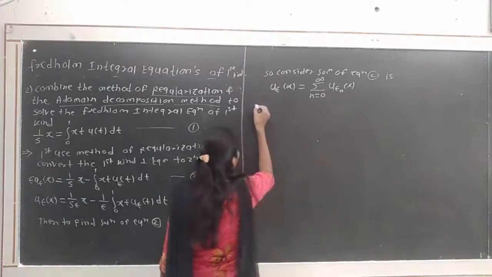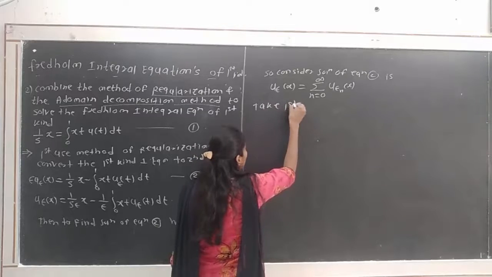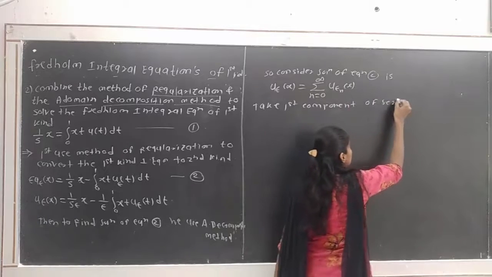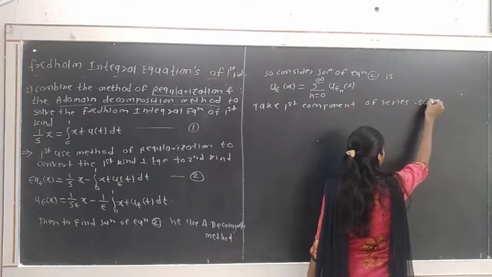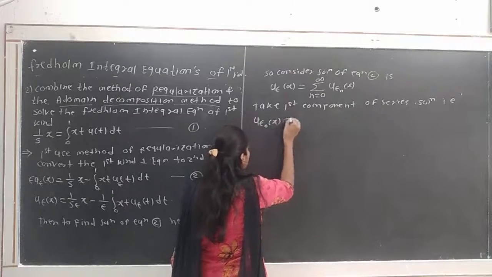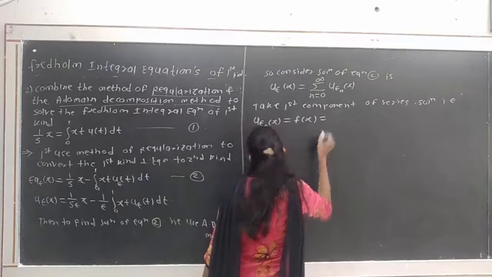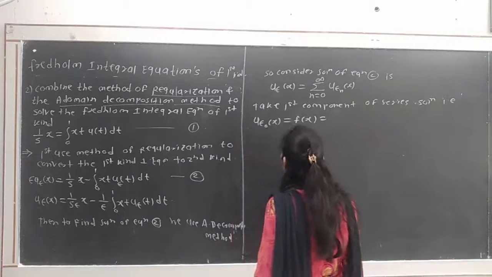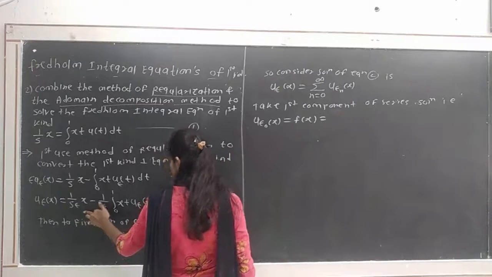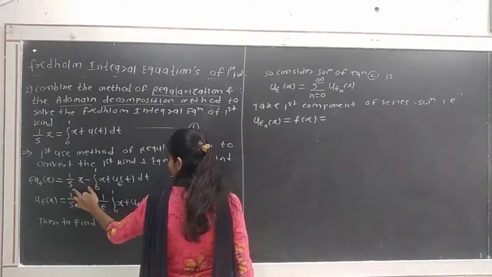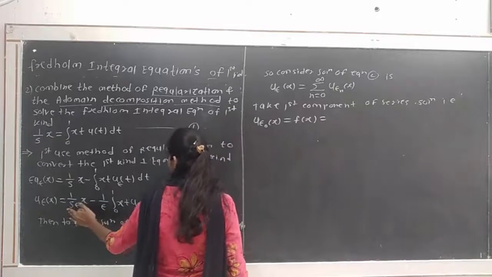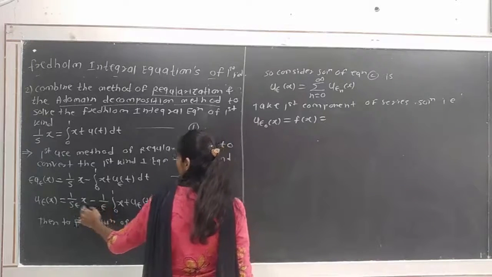Okay, so take the first component of the series solution, that is u epsilon 0 of x is equal to f of x. We consider the first component of the series solution to be u epsilon 0 of x equals f of x, and here f of x for the second kind integral equation will be 1 by 5 epsilon into x. Consider this equation.